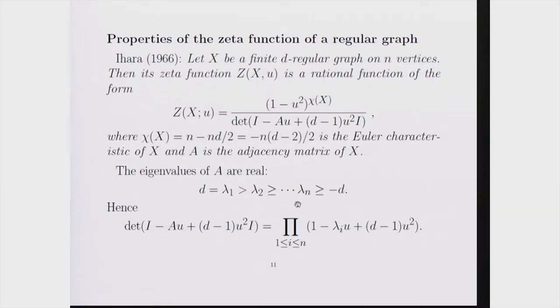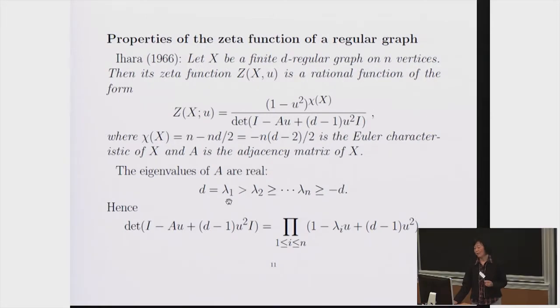And because our graph is d-regular, it's easy to show that the eigenvalues sit between d and minus d. And d is an eigenvalue because the all-ones vector is an eigenvector, because each row adds up to d. And it has multiplicity 1 because we assume the graph is connected. Yes? D-regular means that each vertex has exactly d neighbors. So it's very uniform. Everybody has d neighbors.